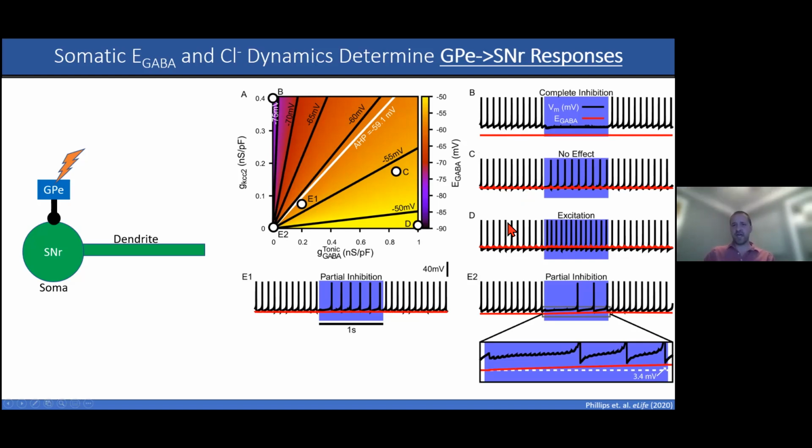And then we have two different types of what we're calling partial inhibition. The first one is just within a regime in between the no effect and complete inhibition, where in this case you just have a slowing of the firing rate. And then the second type of partial inhibition, you actually start off in the complete inhibition state, but due to chloride accumulation, you depolarize the GABA and you can recover firing a little bit.